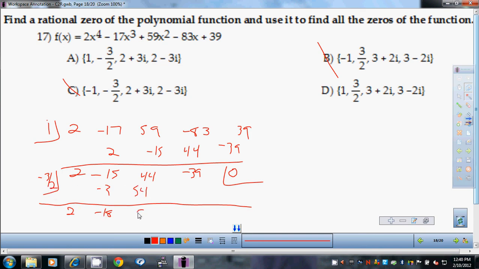Holy mackerel. Normally when you come up with an ugly number, probably not the right one. But we'll keep going. 98 over 2 is 49. 49 times 3 is -147. Yeah, this is not 0.